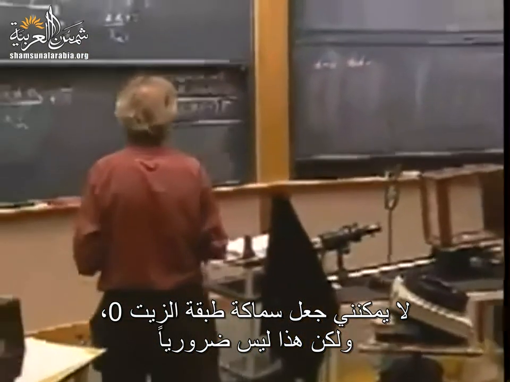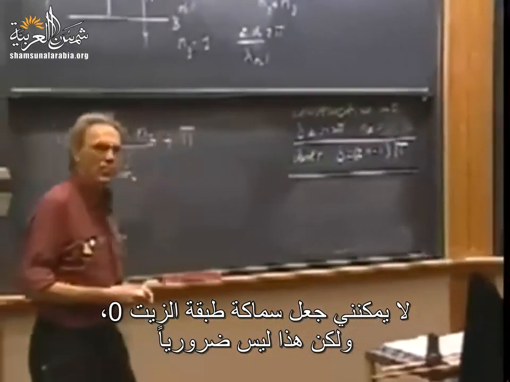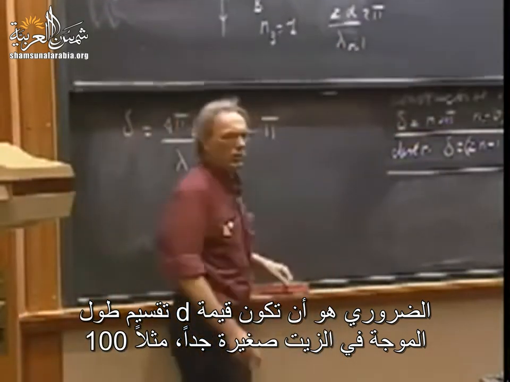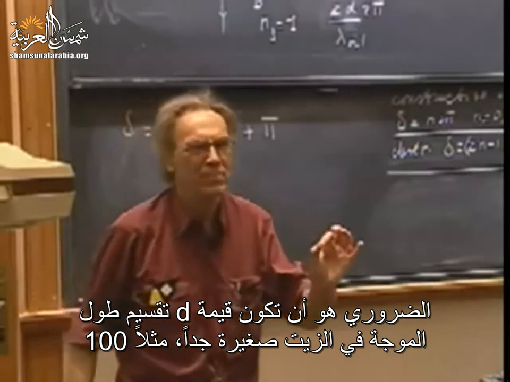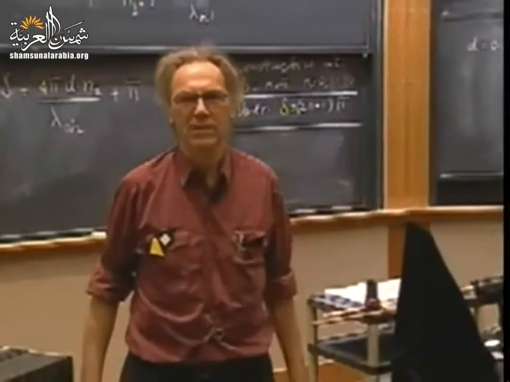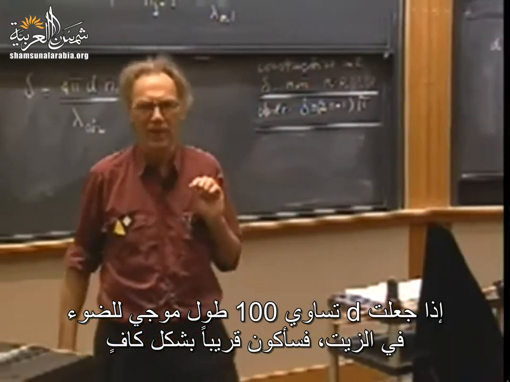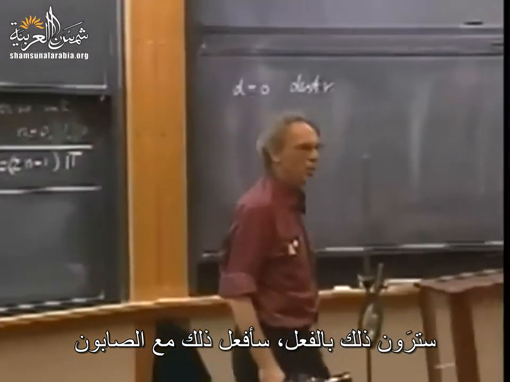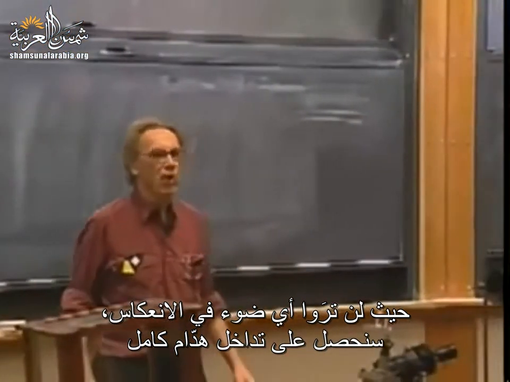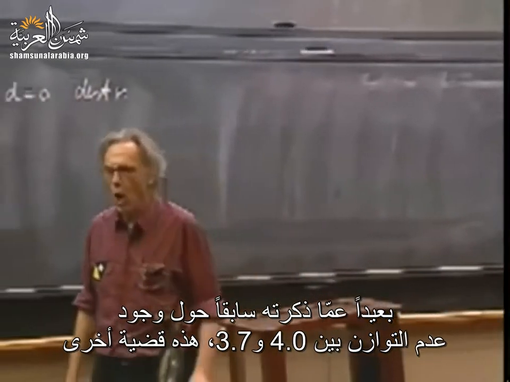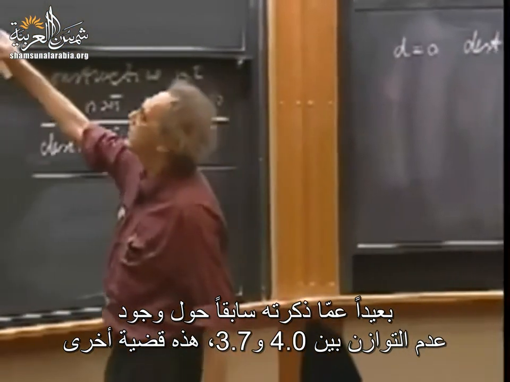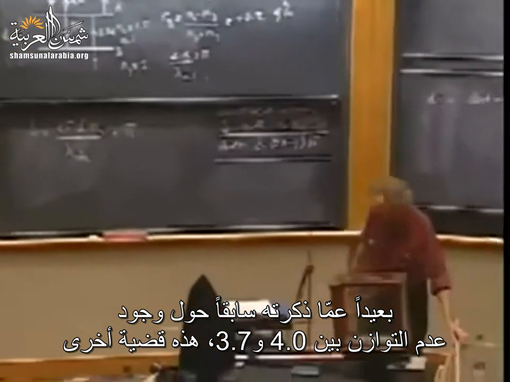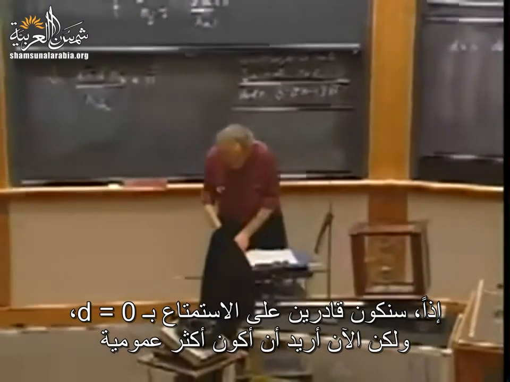I cannot make an oil film 0 thickness, but that's not necessary. All that is necessary is that this D over lambda oil becomes exceedingly small, for instance 1/100th. So if I make D 1/100th of the wavelength of light in oil, then I'm close enough, and you will indeed see then, I will do this with soap, that in reflection you will see no light. You get completely destructive interference. Apart from the fact which I mentioned, that there is an imbalance between the 4.0 and the 3.7. But that's a different issue. So we will even be able to enjoy the D equals 0.